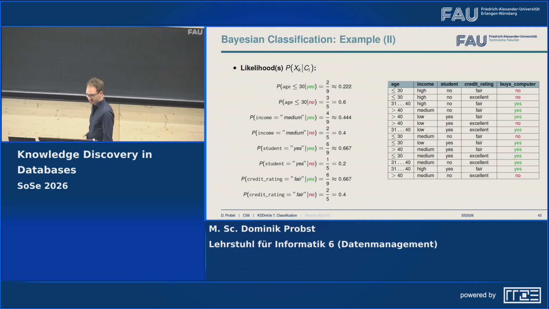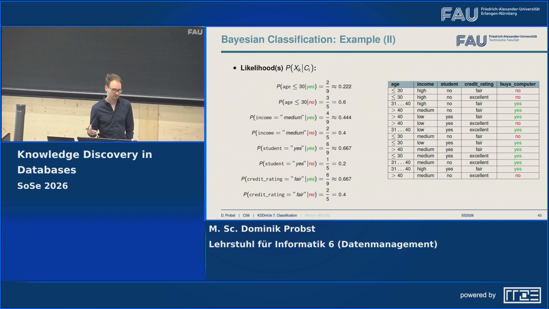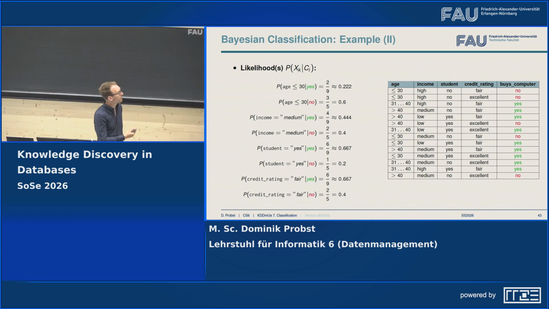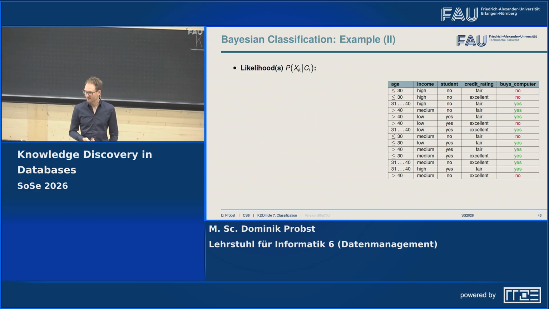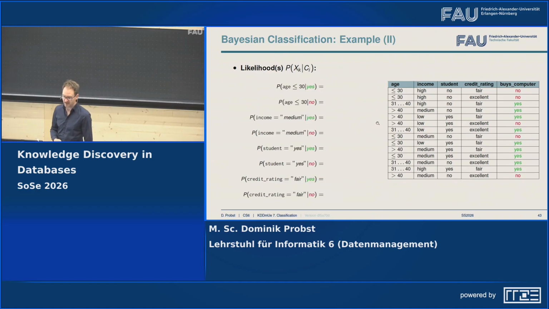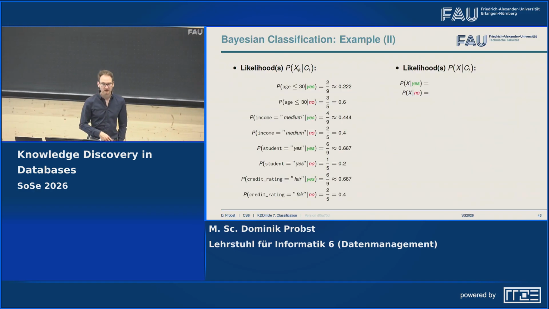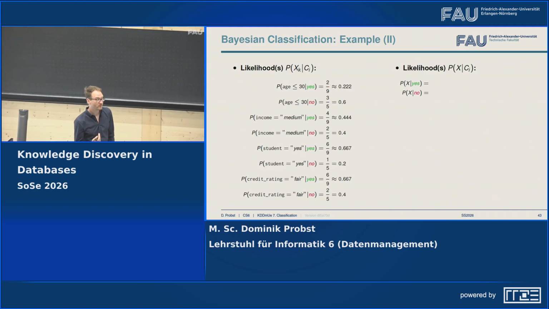These likelihoods are the likelihoods for each attribute. However, it's not the overall likelihood of our big tuple, our data sample. We have to now use these smaller likelihoods to calculate the likelihood of the data sample.